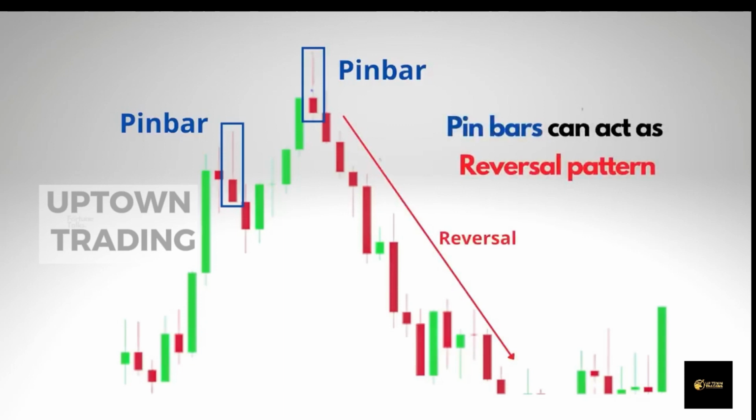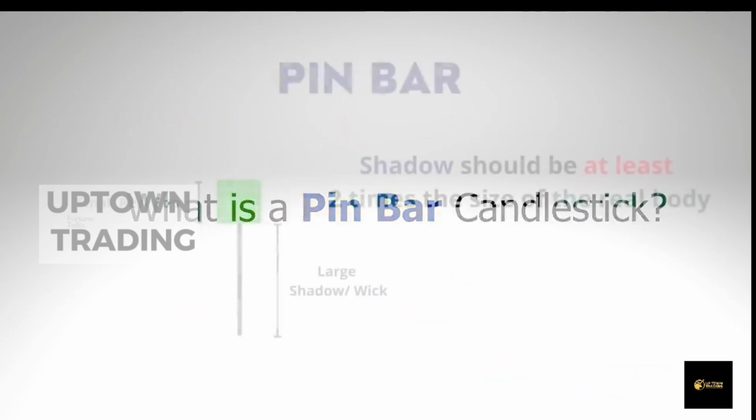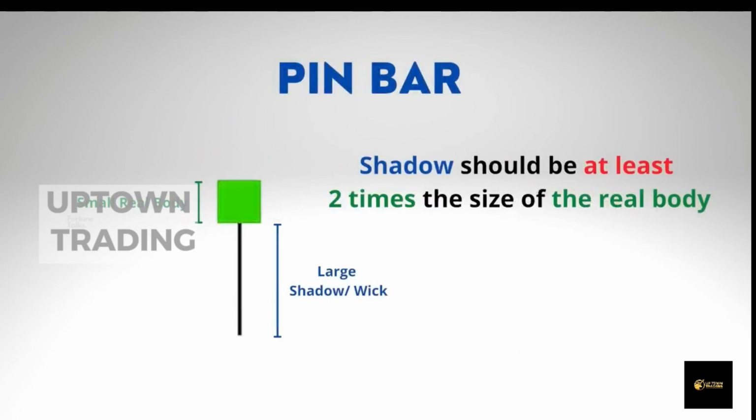Most importantly, the pin bar candlestick is a reversal pattern and it can often help you find when a new swing, either higher or lower, is about to occur. Let's hop into a more detailed study about the pin bars. So what is a pin bar candlestick pattern? If you remember, a pin bar is a candlestick that has a very large shadow or a candlestick wick with a small real body. The shadow of the pin bar is at least 2 times the size of the real body.